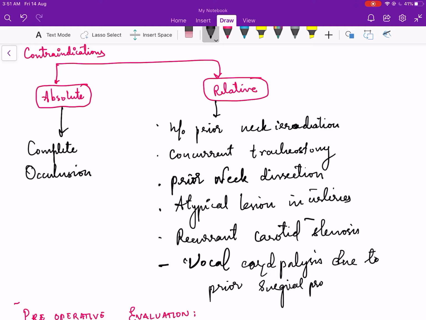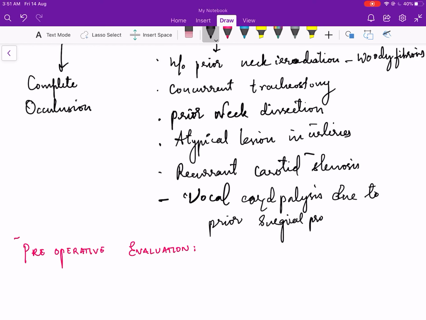The history of prior neck irradiation will result in woody fibrosis of the skin and subcutaneous tissue, and a concurrent tracheostomy might cause airway compromise during or after surgery. Prior neck dissection, where the patient might also have received radiation, can cause woody fibrosis where the identification of the artery and the surgical plane will be altered.